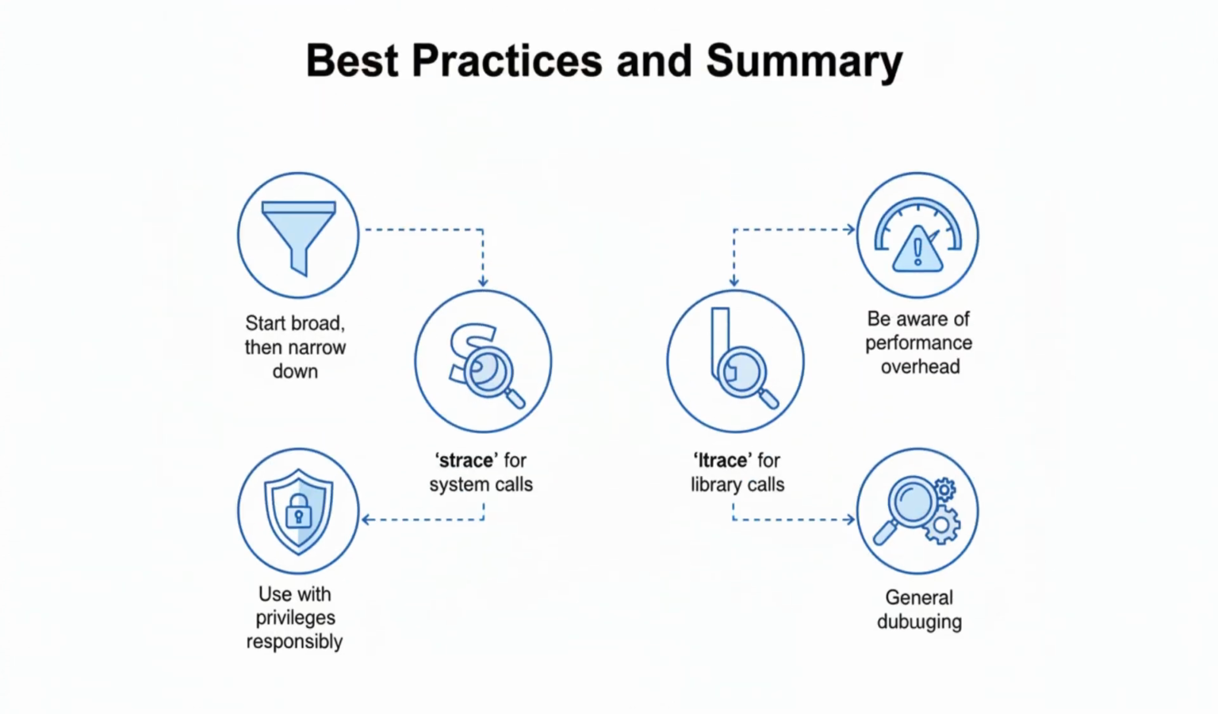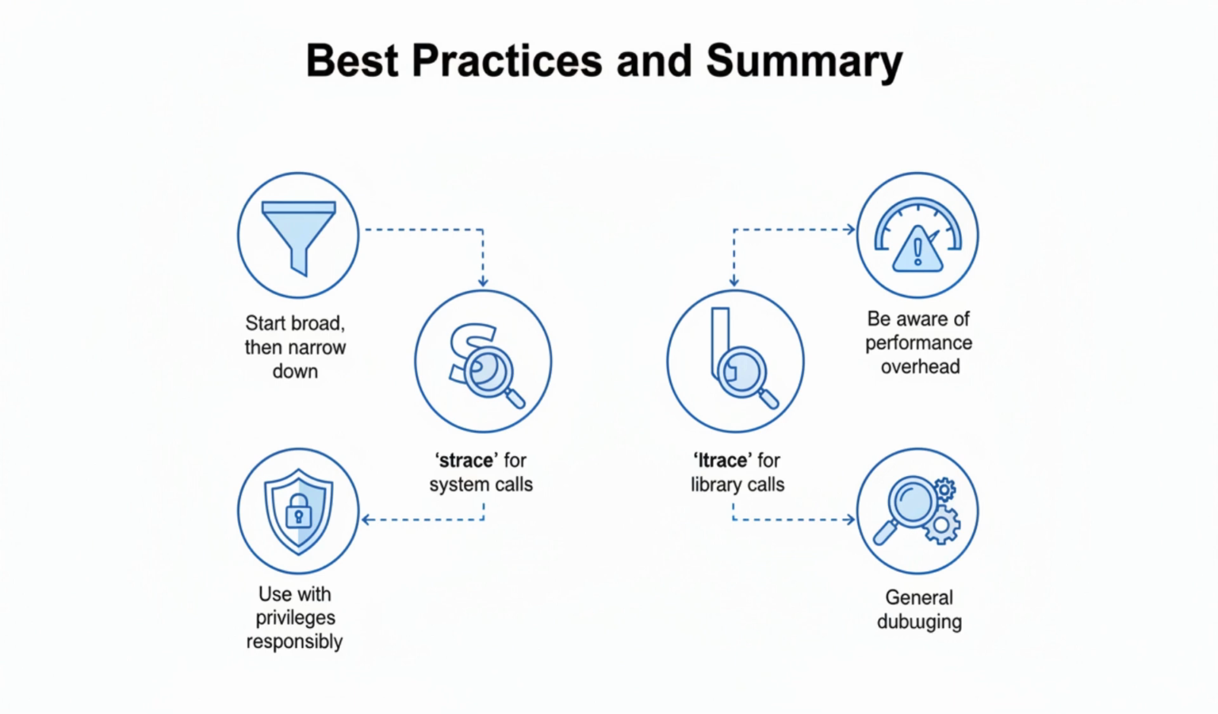To wrap up, remember these best practices when using strace and ltrace with advanced filtering. First, always start broad with your tracing and then progressively narrow down your filters as you gain insights. This prevents you from missing related issues. Second, be acutely aware of the performance overhead these tools introduce. Tracing can significantly slow down your application, especially with verbose output. Therefore, use them judiciously, particularly in production environments.